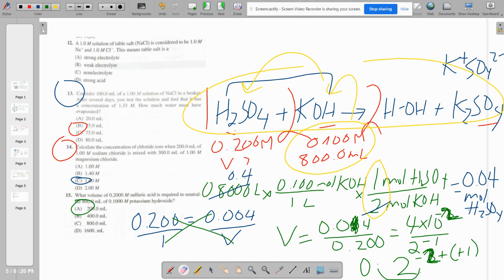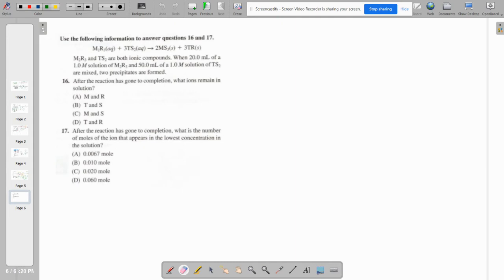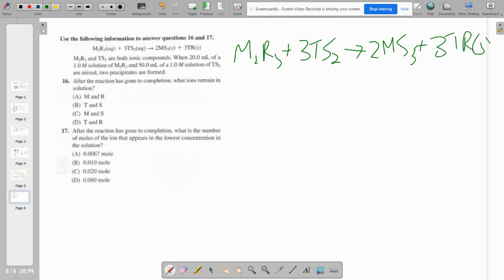Okay, so let's see. I think we got 2 more to go. Now, these were some interesting questions. I think I probably went over these in class, but they're kind of fun, right? What was unique about them is we never had 2 precipitates. So this guy was a precipitate and this guy was a precipitate. So how do we handle that? Well, it says after the reaction has gone to completion, what ions remain in solution? So it's basically saying what ions don't end up being totally locked in the precipitate, what ions don't end up being 0 molar. In other words, what ions are left over.